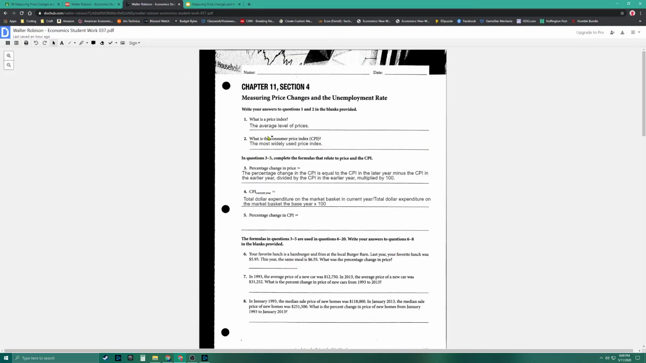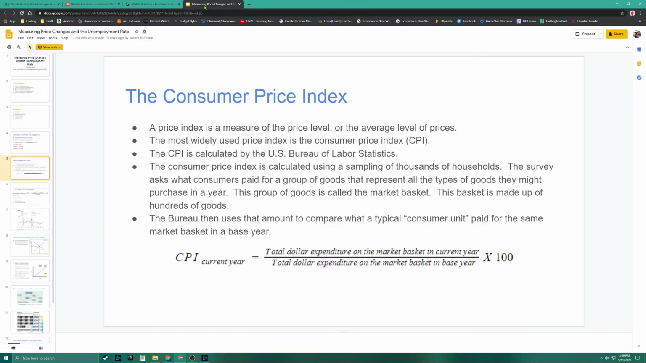And then what is the consumer price index? Because this says price index, this says consumer price index. There are lots of indexes, okay? The CPI, though, as it says here, it's the most widely used price index in the United States, and it's calculated by the U.S. Bureau of Labor and Statistics.